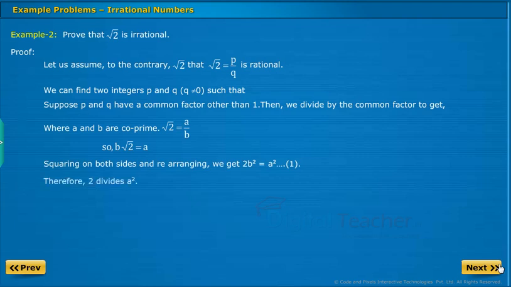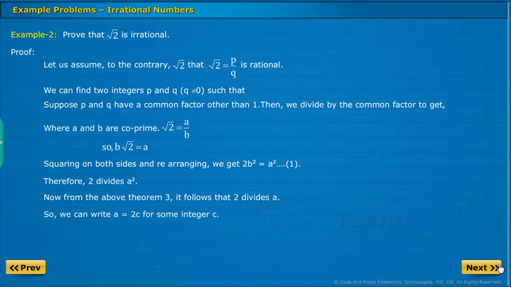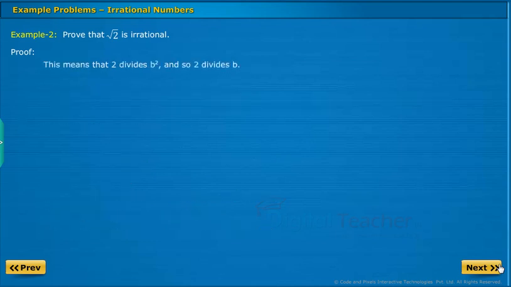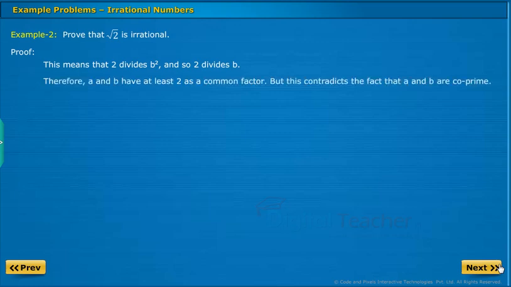Therefore, 2 divides a square. Now, from theorem 3, we can say that 2 divides a. Therefore, we can write a is equal to 2c for some integer c. Substitute the value of a in equation 1. We get 2 times something equal to b square. This means that 2 divides b square and so 2 divides b also. Therefore, a and b have 2 as a common factor.